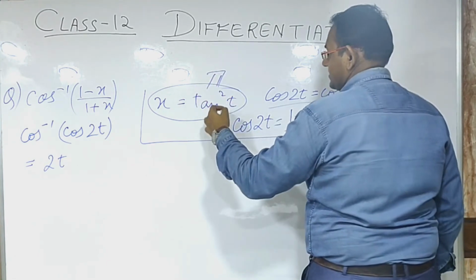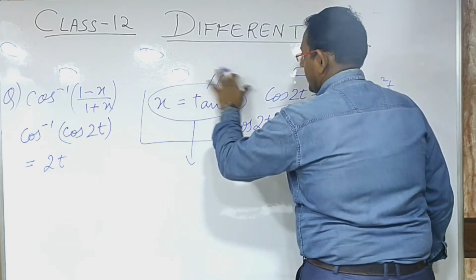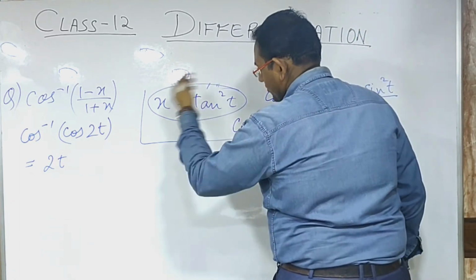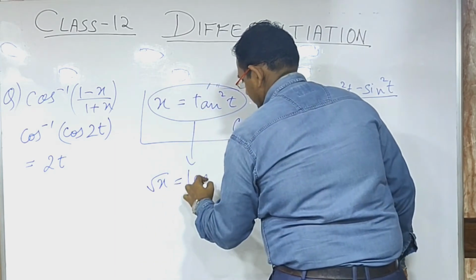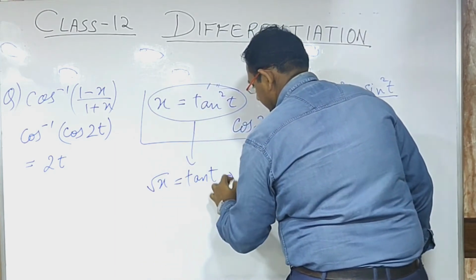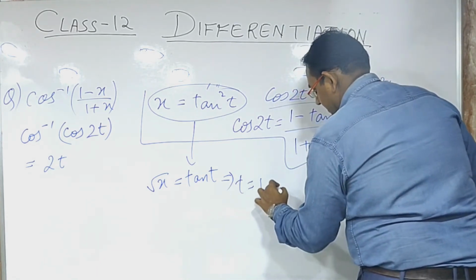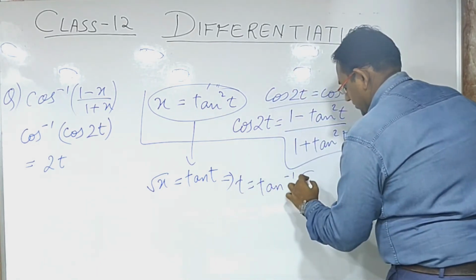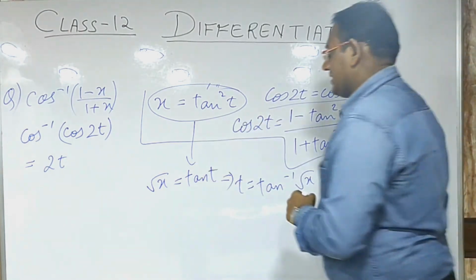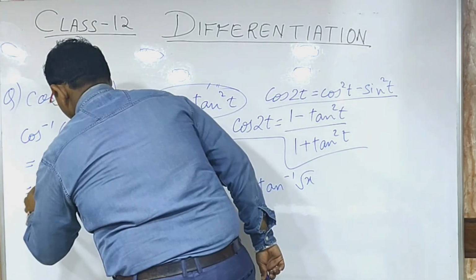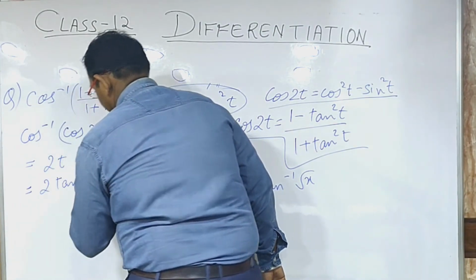If we take this tan on that side, first thing is that we do the square root on that side, so it becomes root x is equal to tan t. The next thing is to take this tan on the other side, so t will be tan inverse of root x. Now we are going to substitute this part over there. That means 2 tan inverse root over of x.